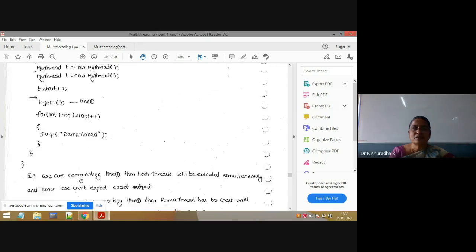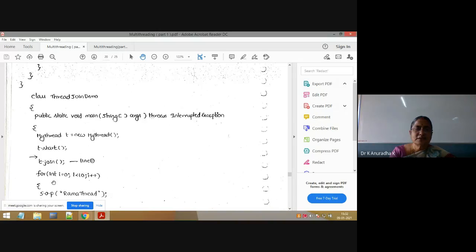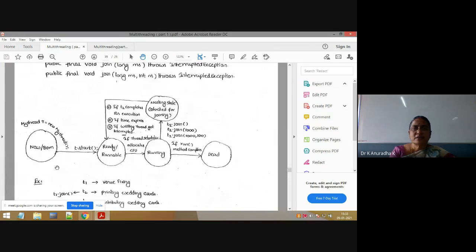So with respect to this main thread and child thread, I have explained the join method. When you write t.join inside the main thread, what will happen? Suppose we assume the main thread got the CPU, meaning the main thread is in the running state. But inside the main thread, I have written t.join. Whenever that statement, t.join, is executed inside the main method, immediately this main thread will go to the waiting state. Now the main thread is in the waiting state.